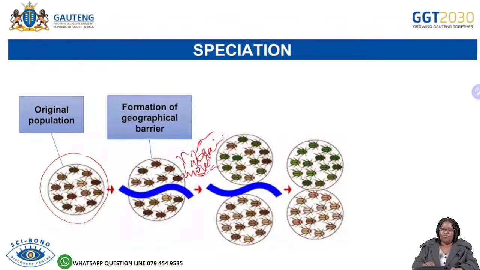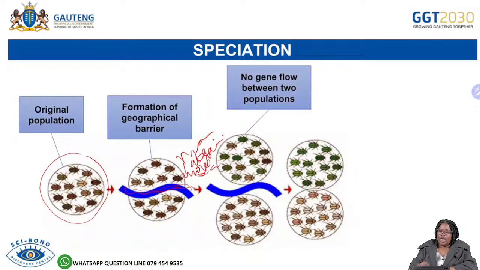So formation of a geographical barrier will separate the population. Initially it was one population. Because of the formation of the geographical barrier, the population is now separated into two. Then what are we having? Can you see? After the geographical barrier, we have what? Separation of two populations. Now immediately when we have two populations being formed, what are we expecting? There is no gene flow between those two populations.